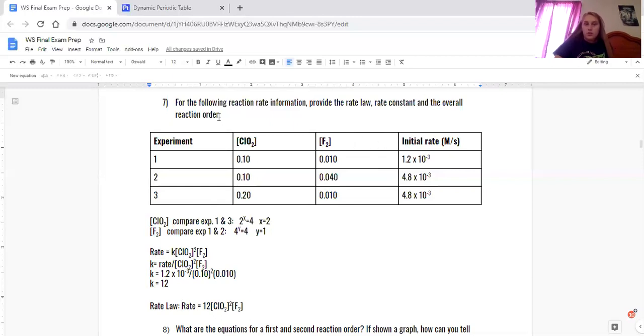And now let's look at what the overall reaction order is. So the reaction order, remember, is if you add up your exponents. So we have 2 plus our imaginary 1 here, 2 plus 1, so 3. Our reaction order is 3. All right, there you go. These will be your answers right here.